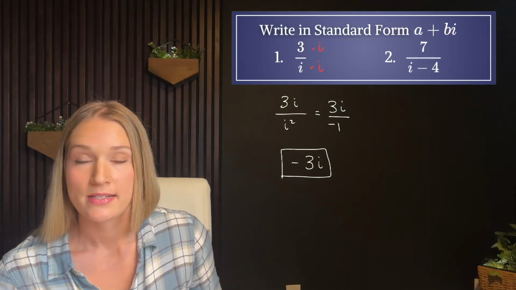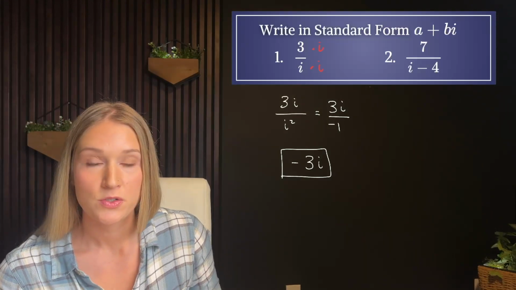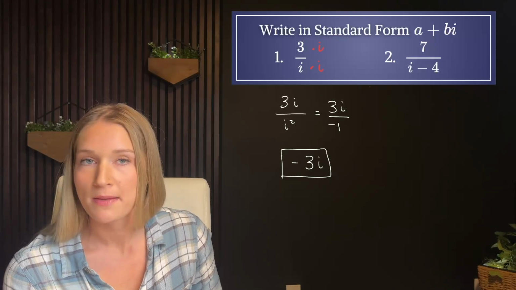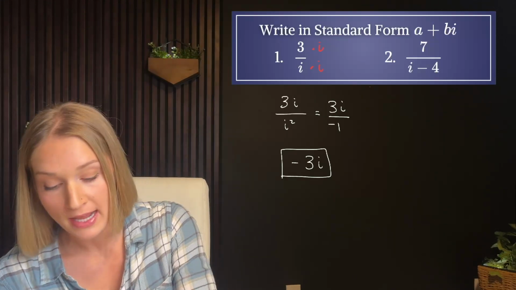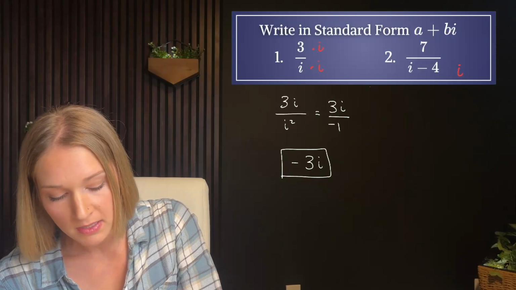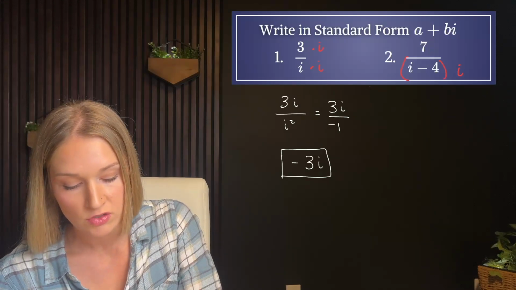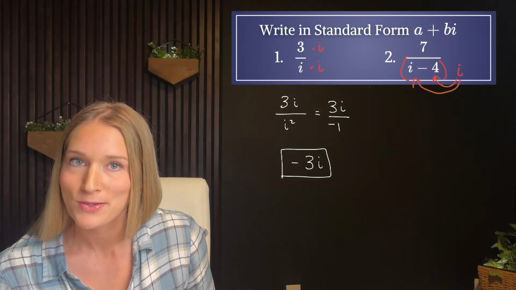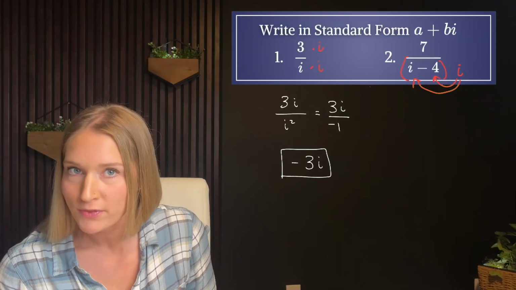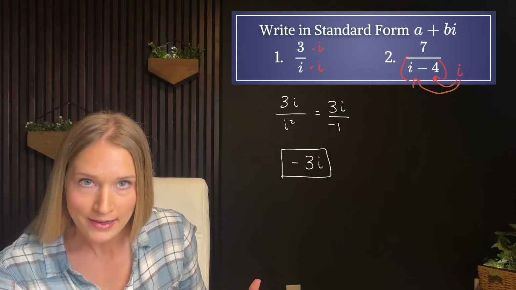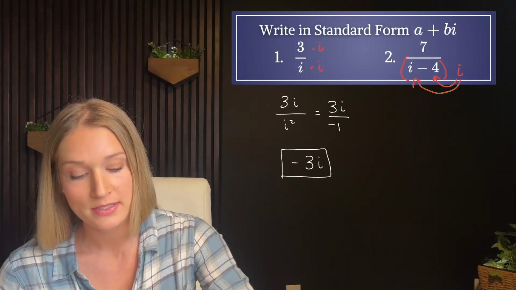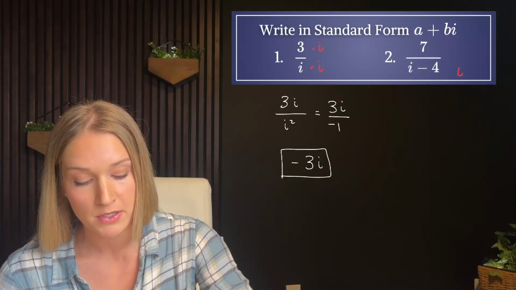Now the second one is a little bit more complicated because we do have two terms in the denominator. We can't just multiply by i to get i squared, because when I multiply by i, I have to distribute to the i and to the 4. So yeah, I get i squared, but then when I multiply to the 4, I get -4i, and we still have an i, so we're back to square one. So what we do instead is we multiply by what we call the conjugate.